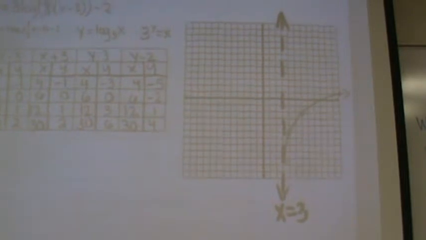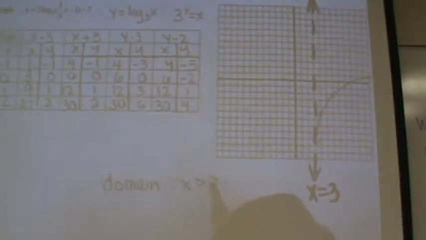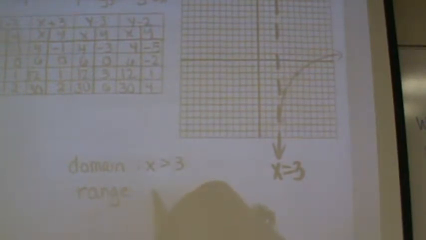So your asymptote comes from here. It's a shift, your graph is shifted 3 units to the right. Okay, so now if I asked you what the domain is, you look right here, and it's going to be x is greater than 3. All the x values greater than 3, and your range is going to be all real numbers. Easy?